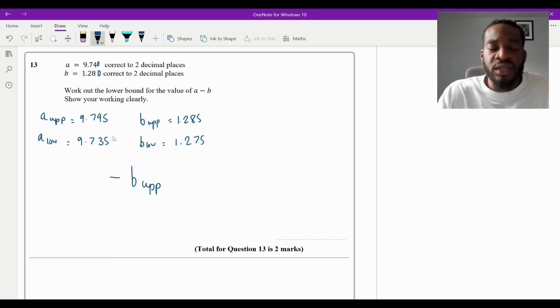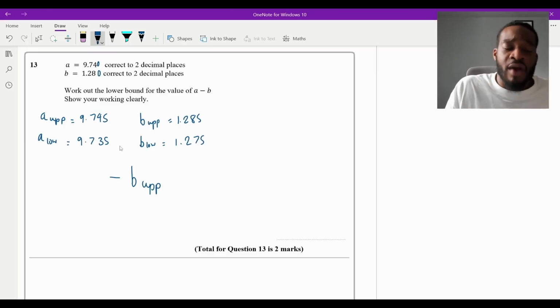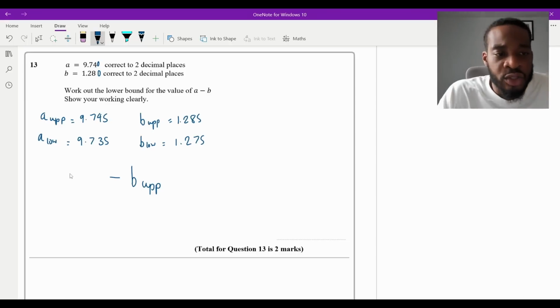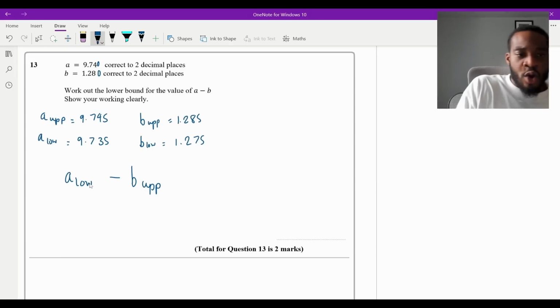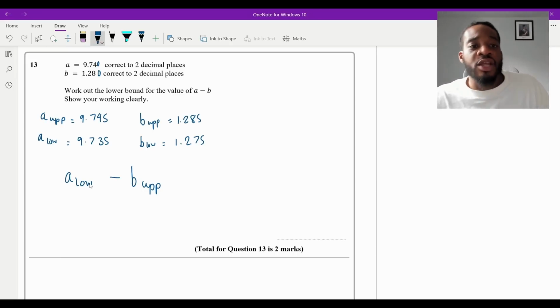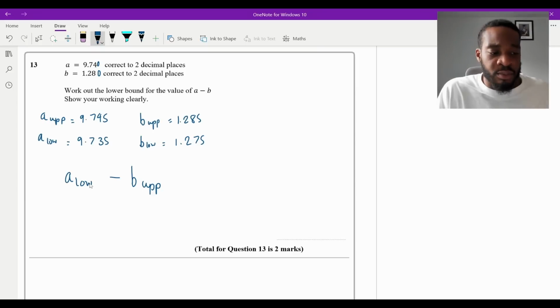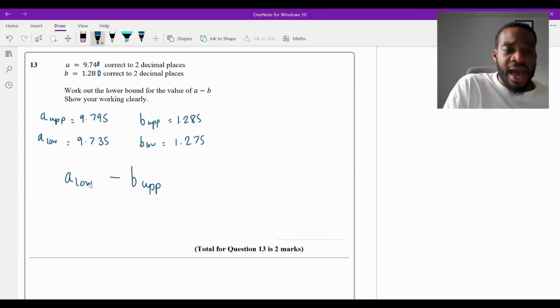Now, I still want it to be as small as it can be. So what do I want A to be? Remember, A is positive. A is the thing that you're adding. I don't want it to be as big as it can be, I want it to be as small as it can be. So I'm going to do A low. So A low minus B up will give me the lower bound of A minus B, because I'm doing the smallest value of A and taking away the biggest value of B.